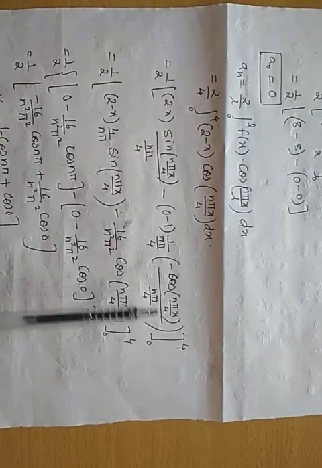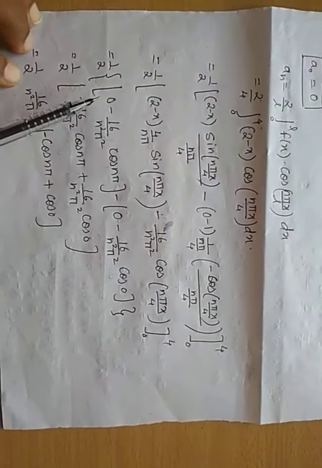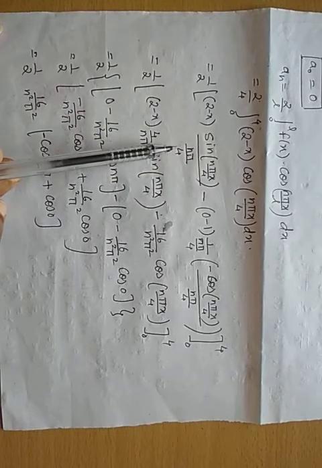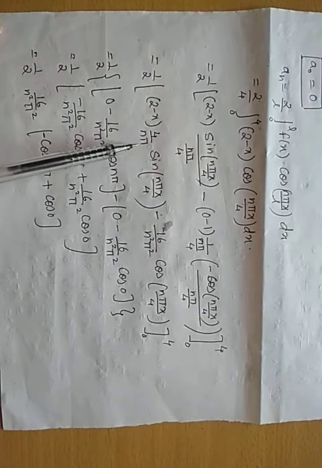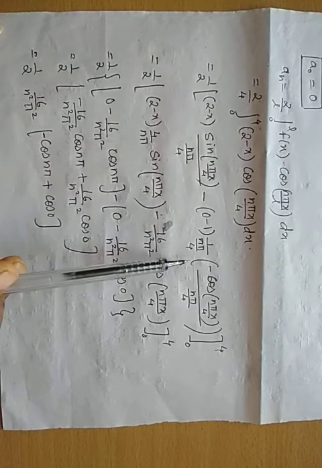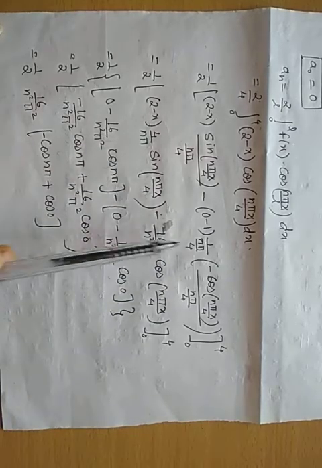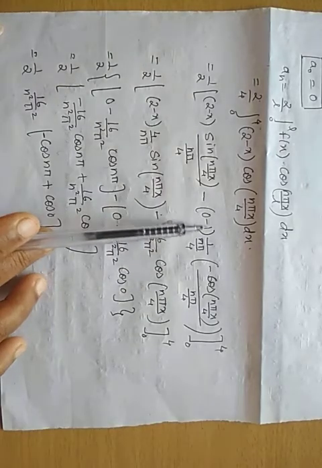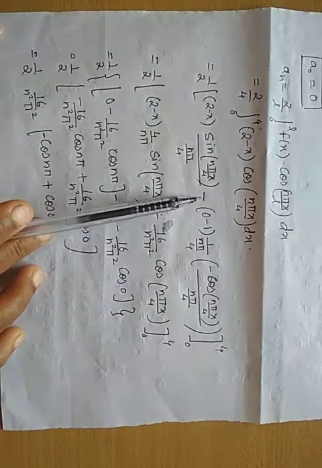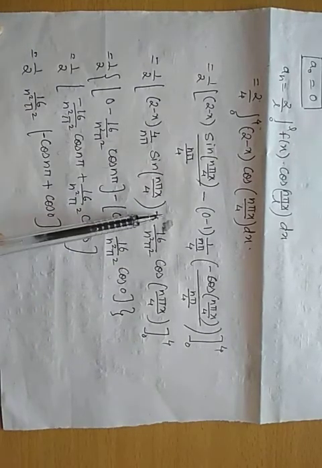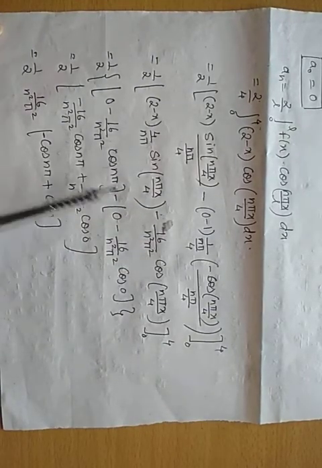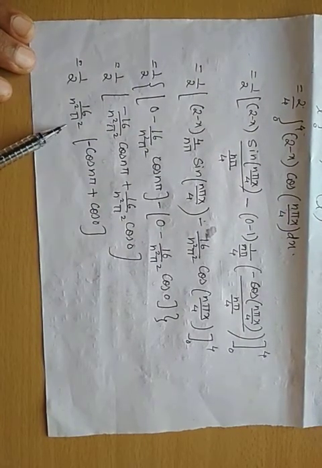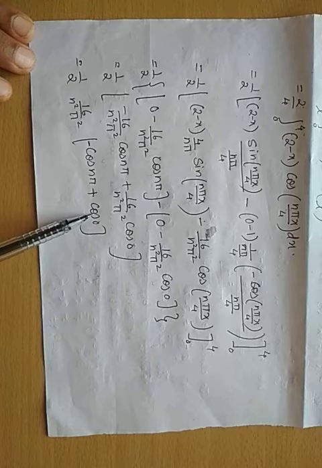Before you substitute the limits, try to simplify the signs. 2 minus x as it is. Numerator's denominator will come in the numerator, so 4 upon n pi. Sine of 4: 4 fours are 16 will come in the numerator. n pi into n pi, it will become n square pi square. 0 minus 1 is minus 1. Minus of minus is plus. Plus into minus is minus. Now substitute upper limit minus the lower limit. We are left with 1 by 2, 16 over n square pi square, minus cos n pi plus cos 0.